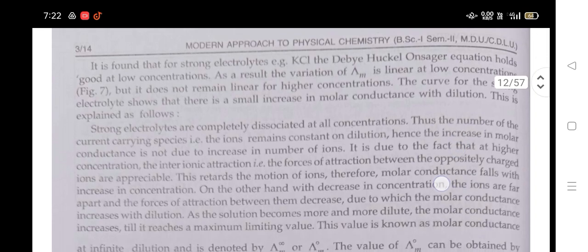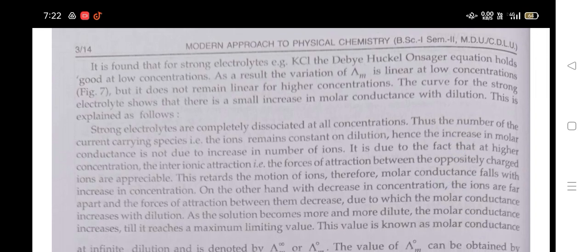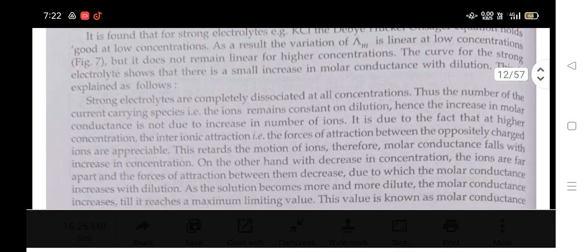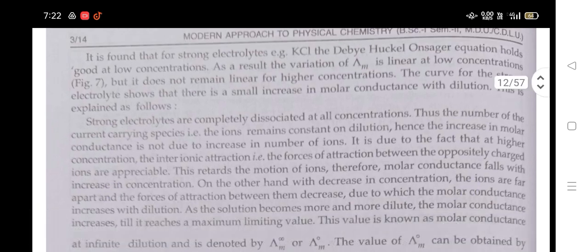It is found that for strong electrolytes, for example KCl, the Debye-Huckel-Onsager equation holds good at low concentration. As a result, the variation of lambda m is linear at low concentration, but it does not remain linear for higher concentration. The curve for strong electrolyte shows that there is a small increase in molar conductance with dilution. This is explained as follows.